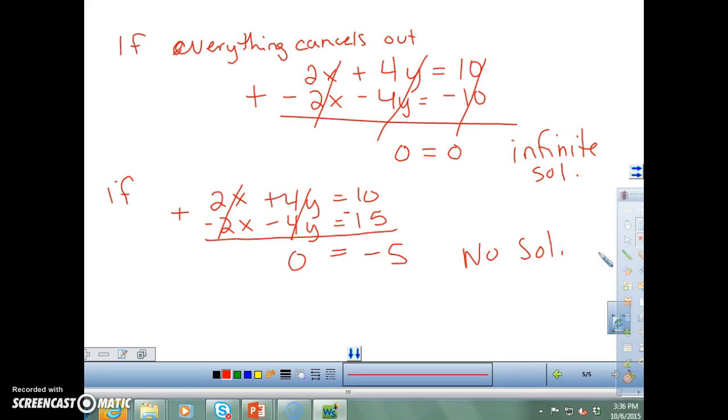Very similar to what we did with substitution. If it's a true statement when you add, infinite solutions. If it's a false statement, no solution. The first one is the same exact line. They're on top of each other. The second one are parallel lines, and they never cross.